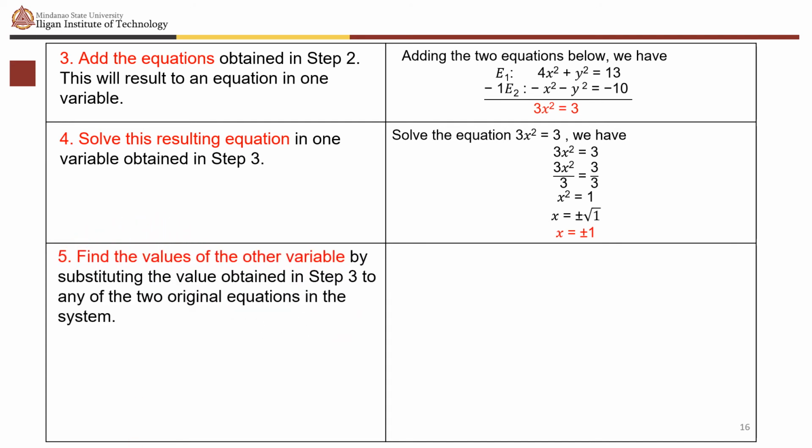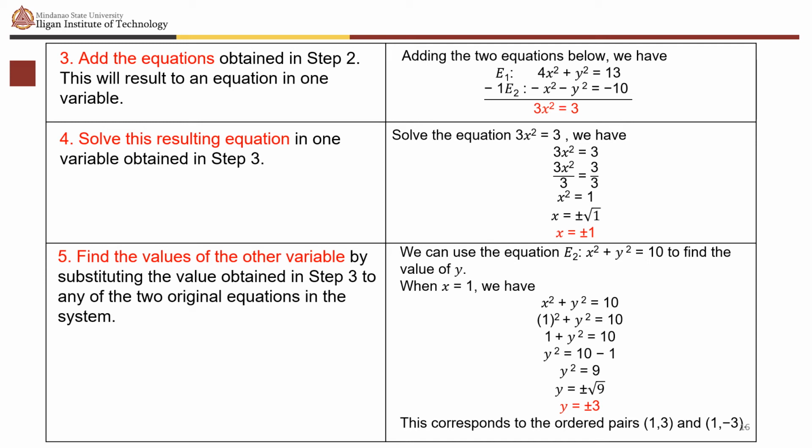Then find the values of the other variable by substituting the value obtained in step 3 to any of the two original equations in the system. So we can use the equation e sub 2, x squared plus y squared is equal to 10, to find the value of y. When x is equal to 1, we have x squared plus y squared is equal to 10. So substitute x equal to 1. We will have 1 squared plus y squared equal to 10.